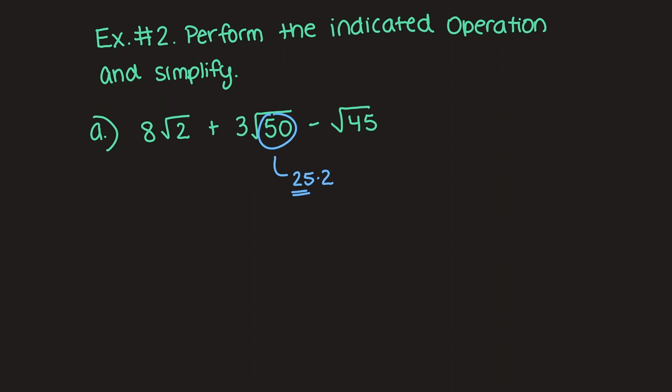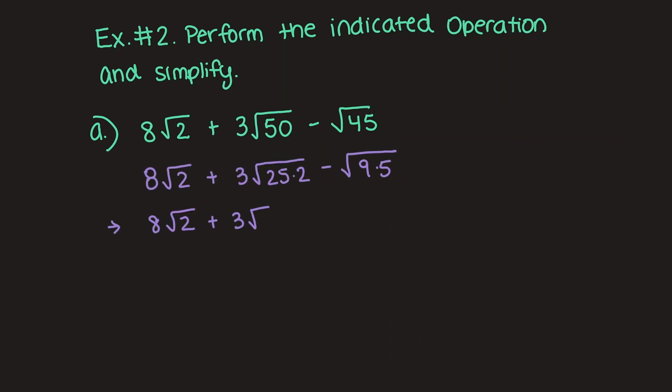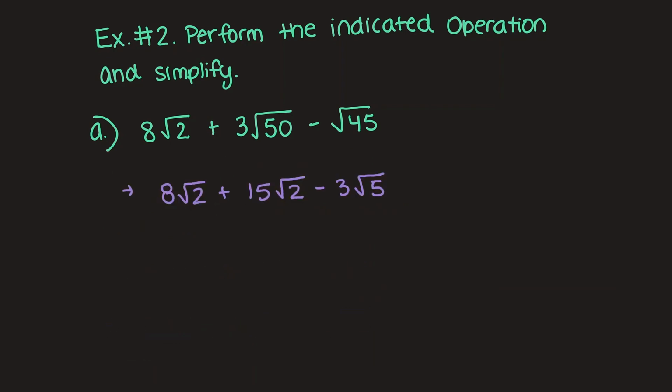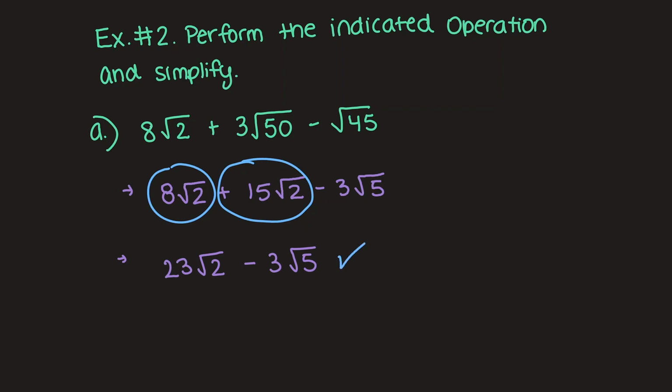50 has a perfect square factor of 25, and 45 has a perfect square factor of 9. Use the product rule and simplify. So the square root of 25 is 5, and the square root of 9 is 3. So we have 8 square root 2 plus 15 square root 2 minus 3 square root 5. And now notice that these two radicals are like radicals and can be combined. Therefore, this expression simplifies to 23 square root 2 minus 3 square root 5.